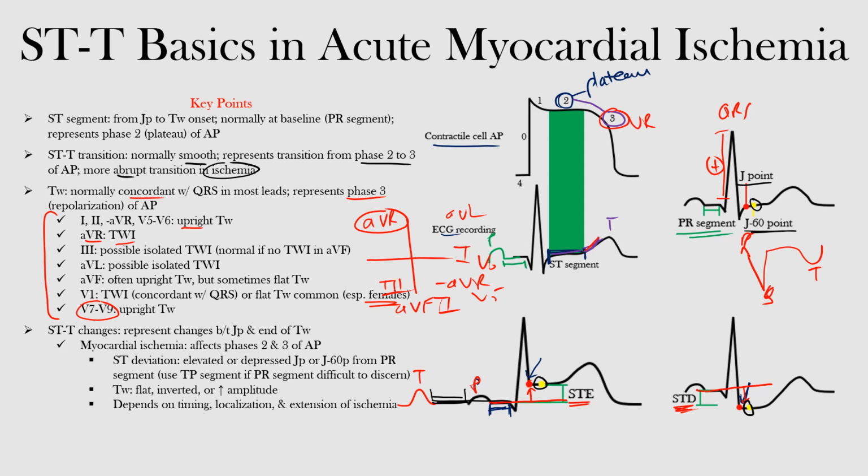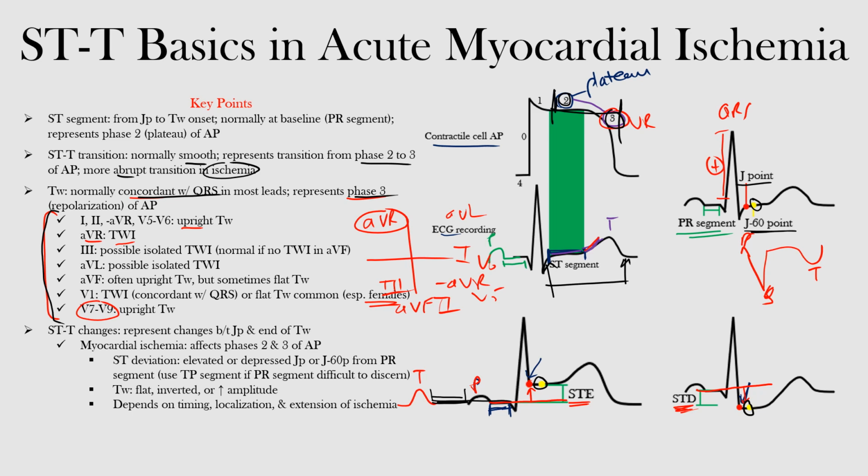Now the T wave, we said, is normally concordant, going in the same direction as our QRS complex in most leads. It represents phase 3, that repolarization phase. We mentioned a number of normal ways and variants in which we can see the T wave that are listed there. You can keep them handy as reference. The ST-T changes, remember, these represent changes between our J point here and our T wave. So this region here, we consider our ST-T changes. Now in myocardial ischemia, remember this affects phases 2 and 3, so this region here, and because it affects those phases, that's where we see these ST-T changes.